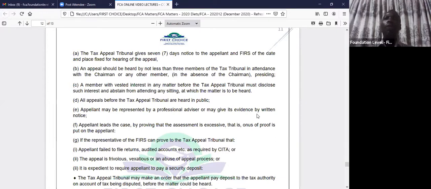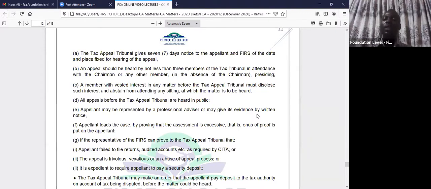Thirdly, you will have paid the tax that is not in contention. So that means if you say your tax is 500 and they say your tax is 900, you must have paid the 500 that is not in dispute. Then you must state your grounds for appeal. Your grounds for appeal will be the same as your grounds for objection.